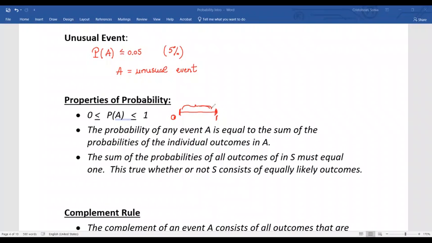And because of that, whenever we deal with probabilities, we need to round to 2 or 3 or even more decimals. The probability of any event is equal to the sum of the probabilities of the individual outcomes in that event, okay? This is an important rule. And also the sum of the probabilities of all outcomes in S must be equal to 1. This is true whether or not S consists of equally likely outcomes.